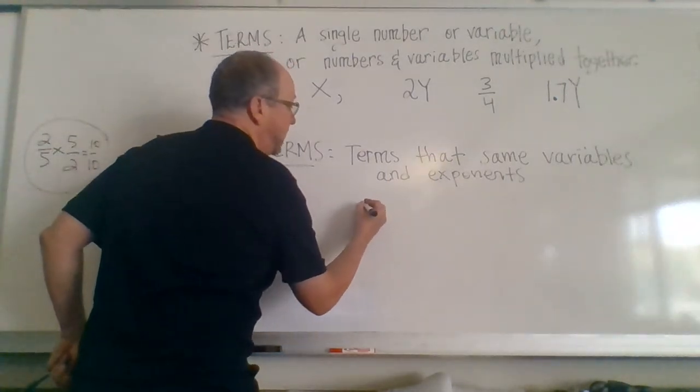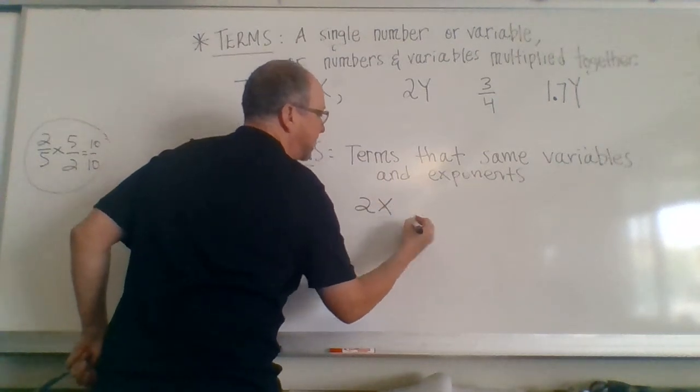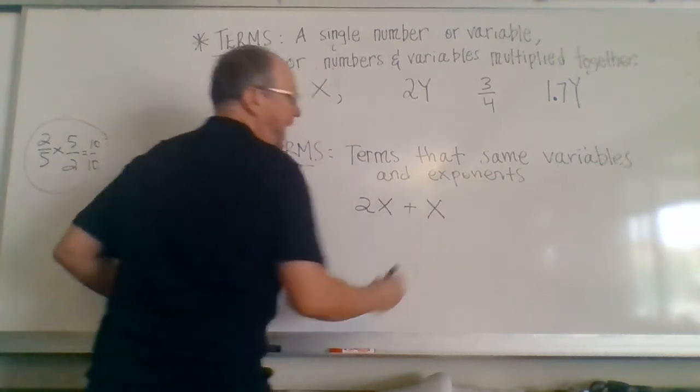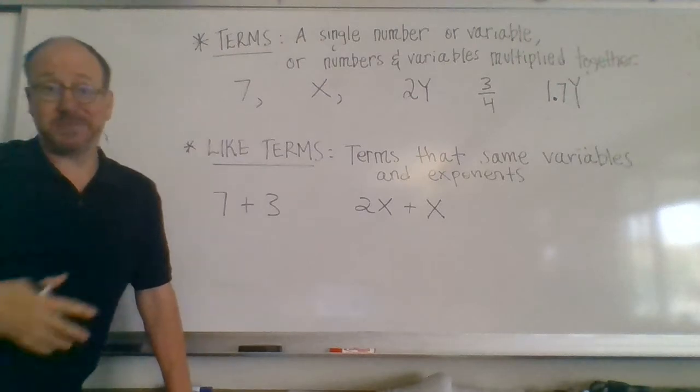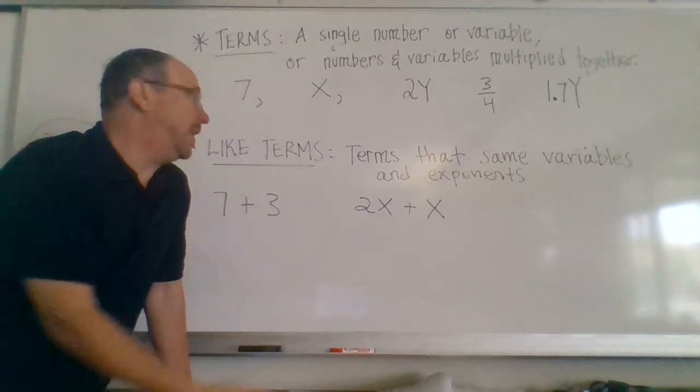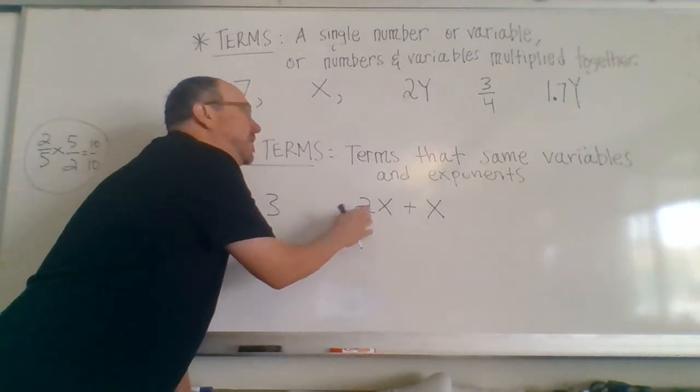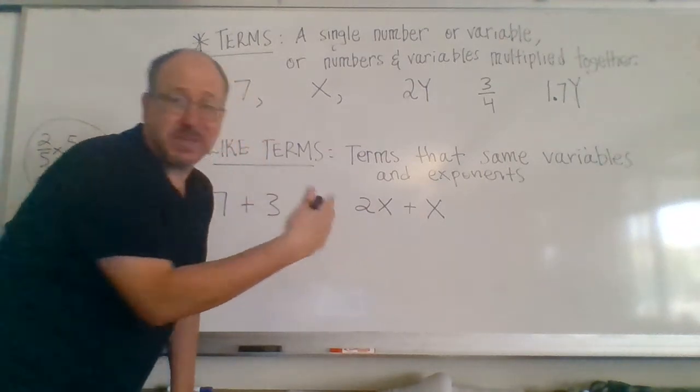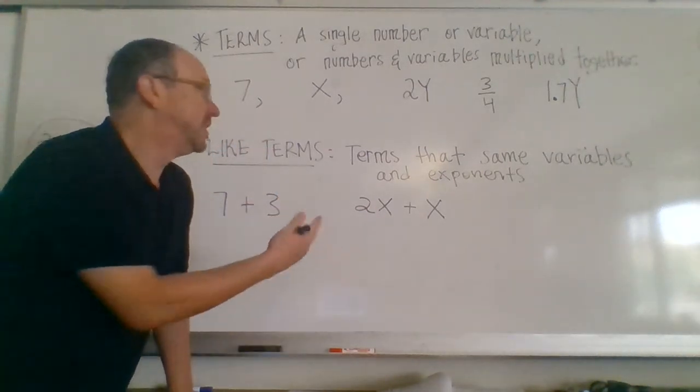Okay? Like terms would be 2x and x. These are like terms. They share the same variable. They have a different multiplier, but this is x plus x plus x. It would simplify to 3x.